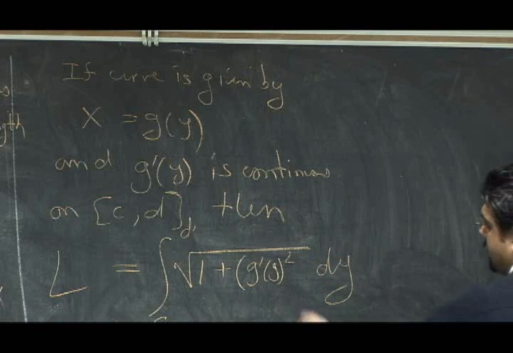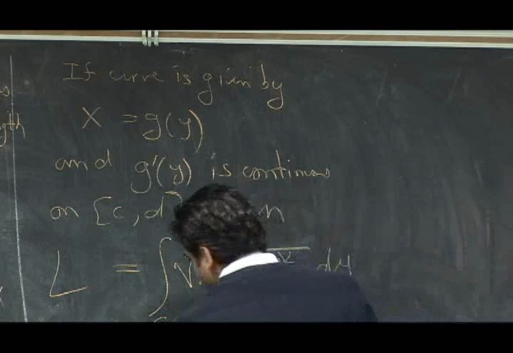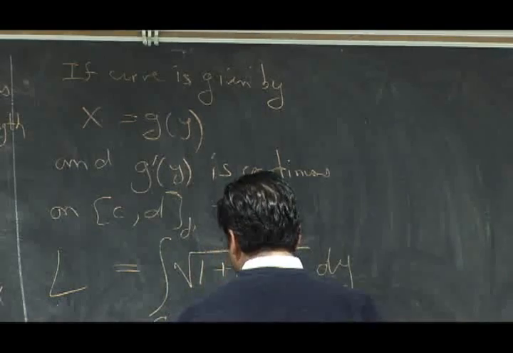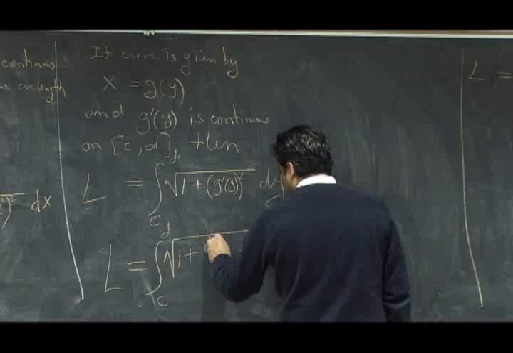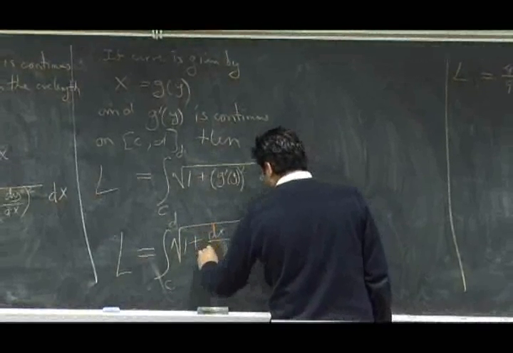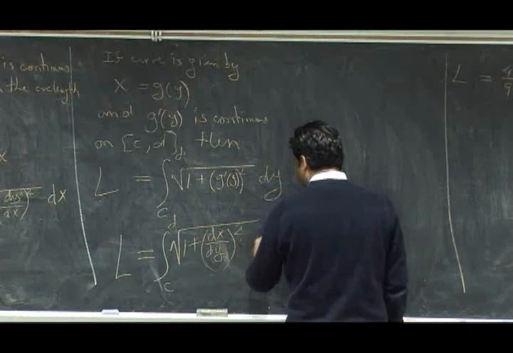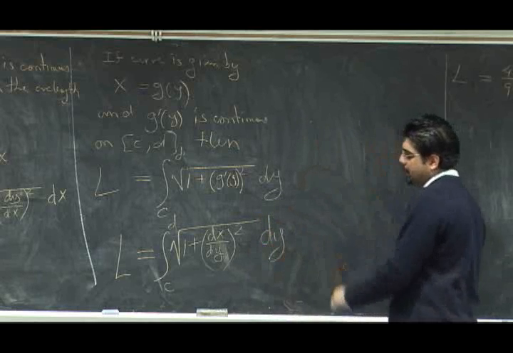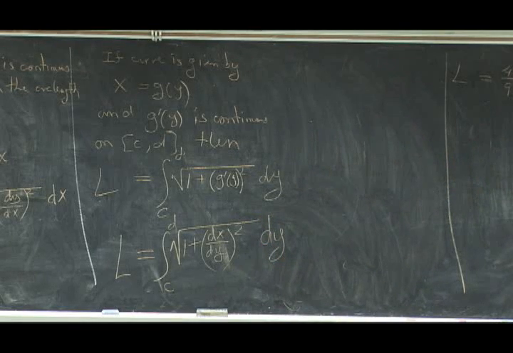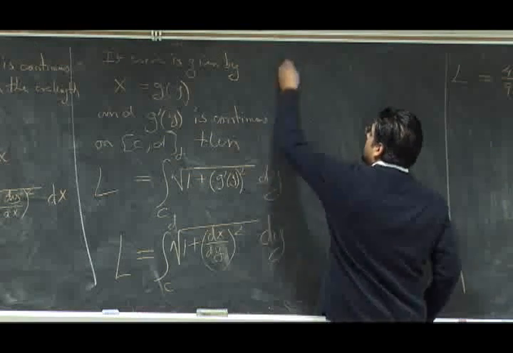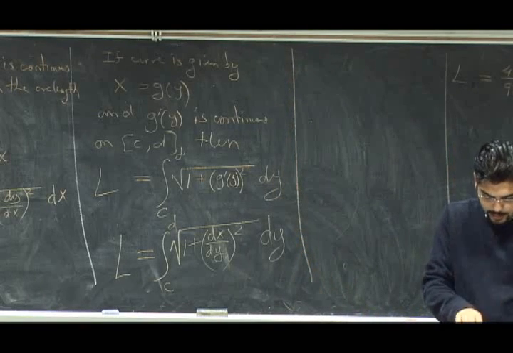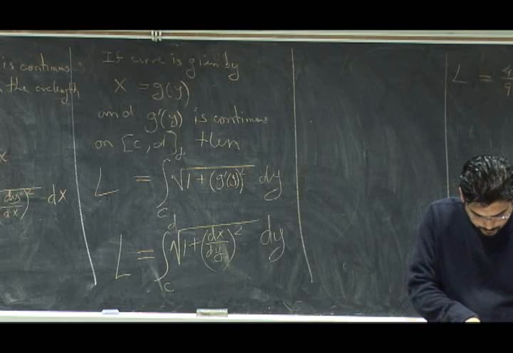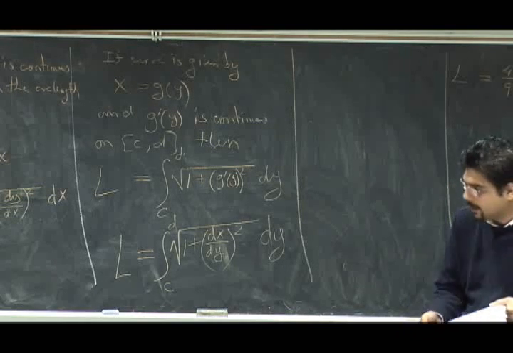Okay? And of course, another way of writing that is to say that the arc length L is the integral from c to d of the square root of 1 plus (dx/dy) squared dy, where you treat y as the independent variable and x as the dependent variable. You just switch the roles of x and y. These two formulas are very, very similar, and the geometry and the derivation we did are really the same. Okay, let's take this example.